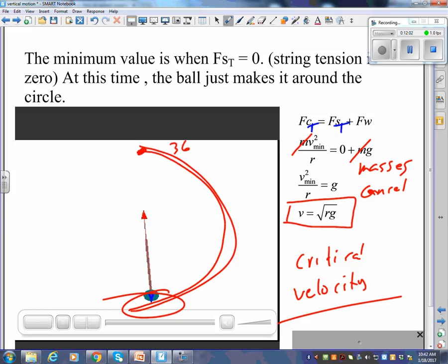Was it 36? No, we don't know. Actually, we didn't know what the critical velocity was. We just know it's 36 down here. It's probably 30.